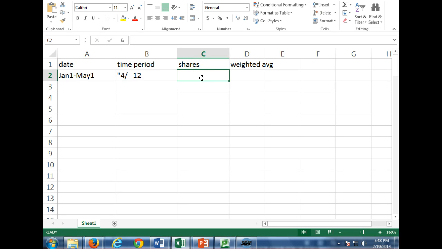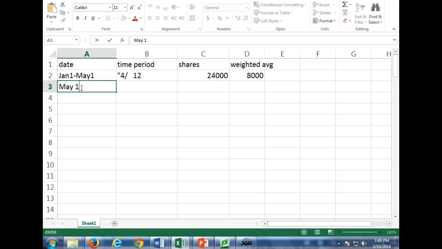4 months out of 12 months, how many shares are there? 24,000. Our weighted average is 8,000. How did we figure out the weighted average? We just did 4/12 at 24,000. Okay? 0.33 of 24,000.